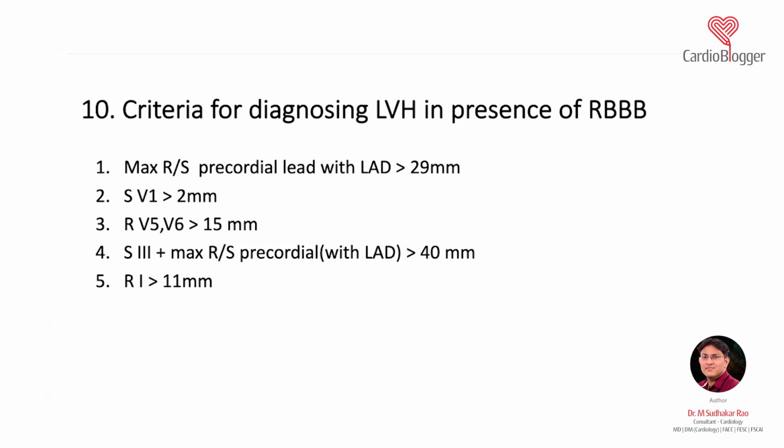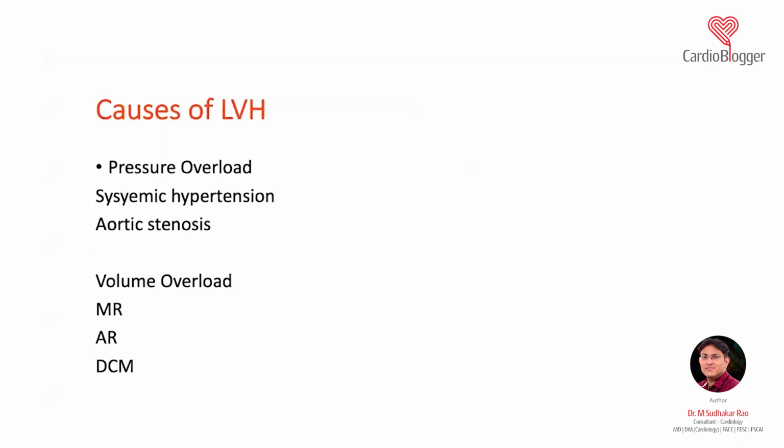In RBBB, you have a deep S in V5 V6. However, instead of an S in V5 V6, if you get an R in V5 V6 which is more than 15 mm, then you should consider LVH in the presence of RBBB. So these are a few of the points which you should know to diagnose LVH in the presence of bundle branch block.